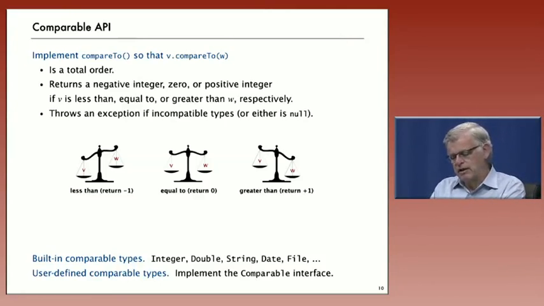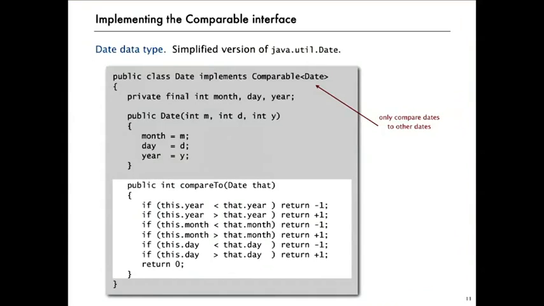Now, if we're going to implement our own type, then we have to go ahead and implement the Comparable interface according to these rules. And usually that's fairly straightforward. So here's an example. It's a simplified version of the Date class that's implemented within Java, just to show the idea of implementing Comparable. After the class declaration, we write implements Comparable, and then we fill in the generic with the same type because we're only going to compare dates to other dates.